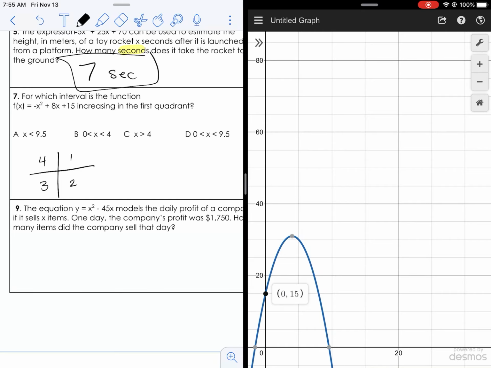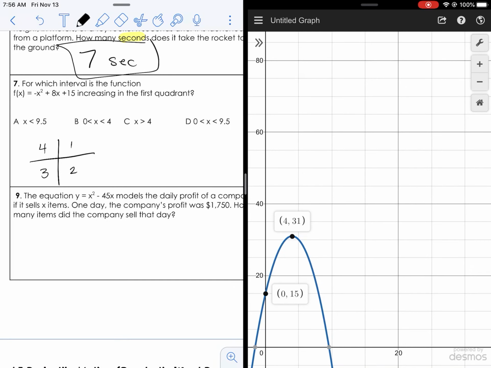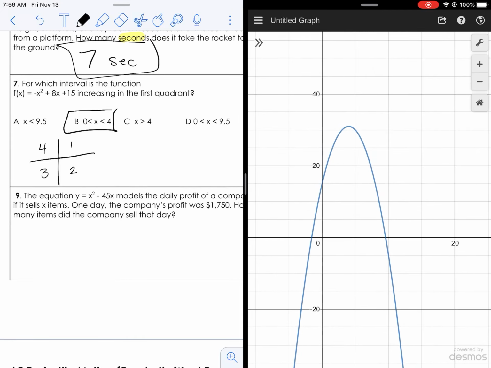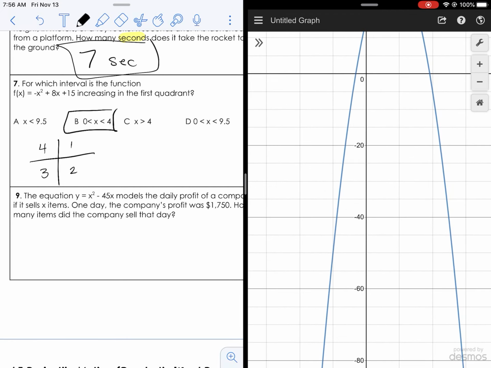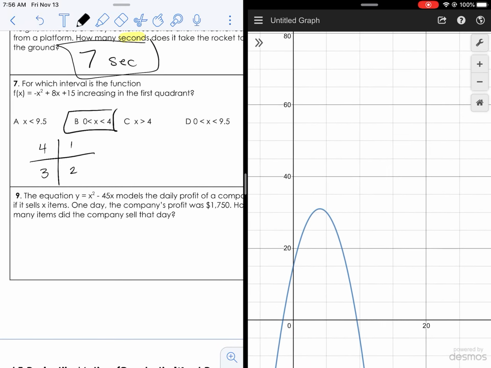So we can see that from 0 to our maximum at 4, that graph is increasing. Whereas once it hits its maximum, it starts to decrease. So that means between 0 and 4. Now technically, it is increasing from negative infinity to 4, because you can see that on this left side it goes all the way down, but it only asked us for the first quadrant, so it's asking for that top right quadrant, so that would be B.